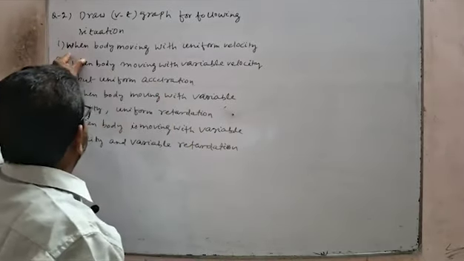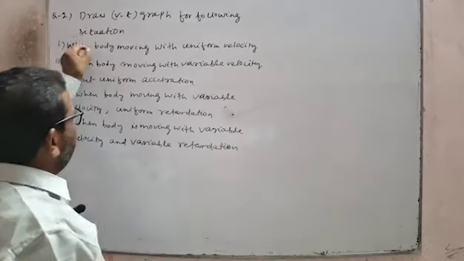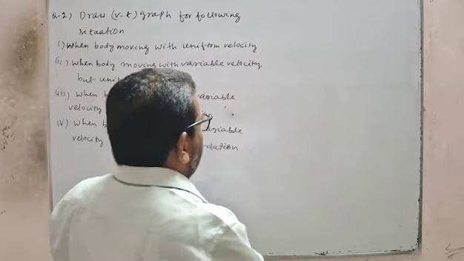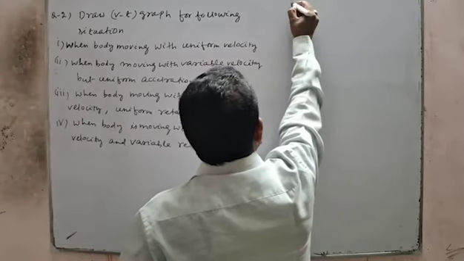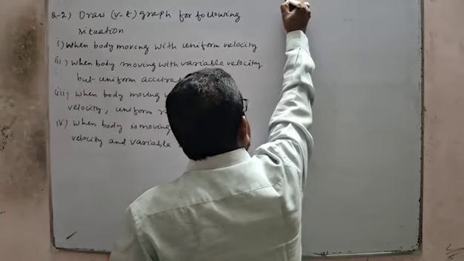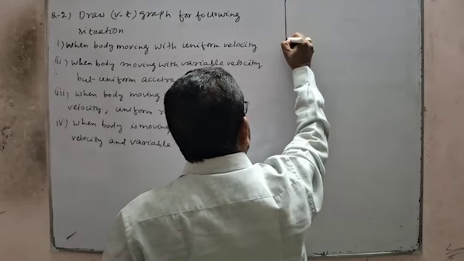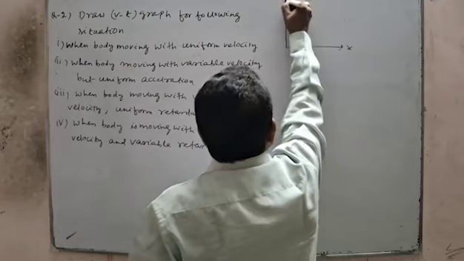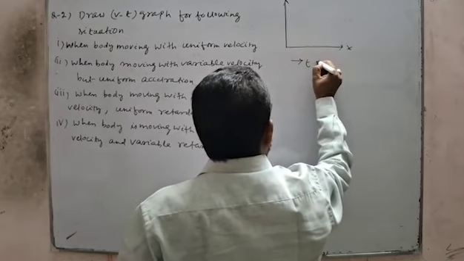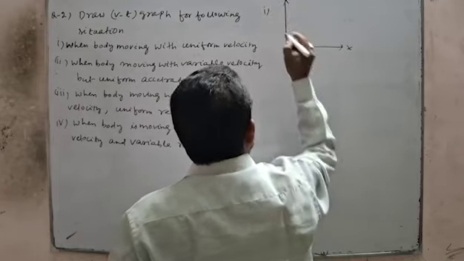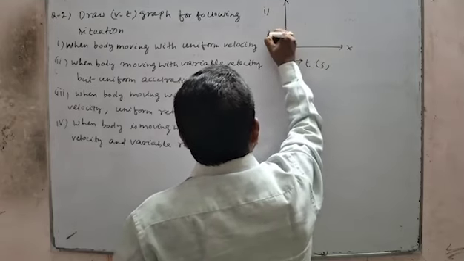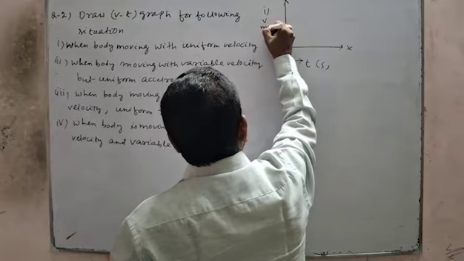First question, when a body is moving with uniform velocity, we have to draw the vt graph. I have explained this in the previous video. Here we will take time along the x-axis. This is the answer for bit 1. And velocity in meter per second.